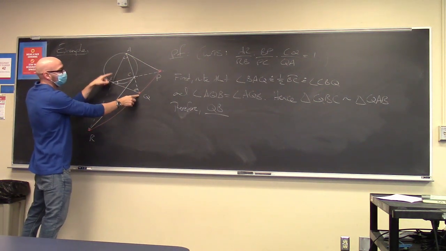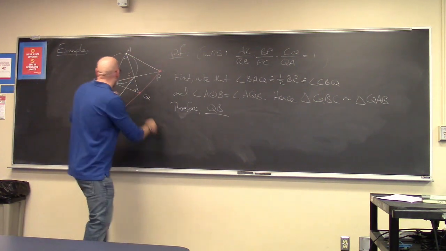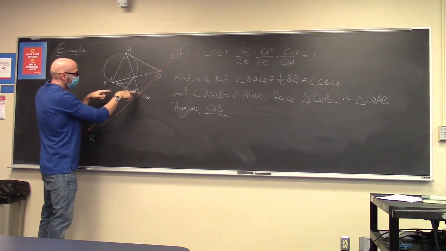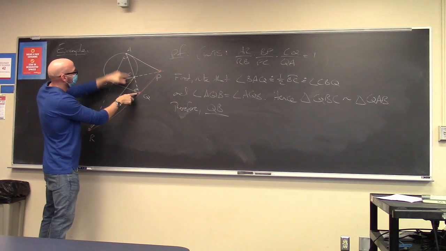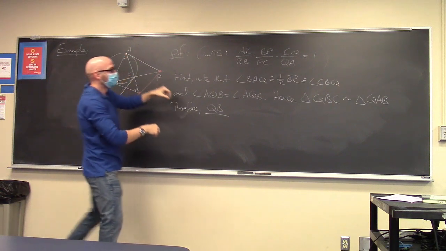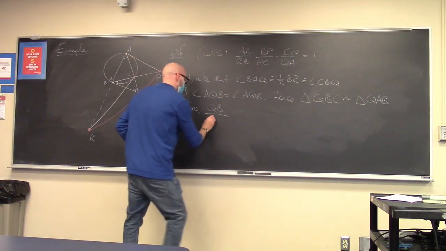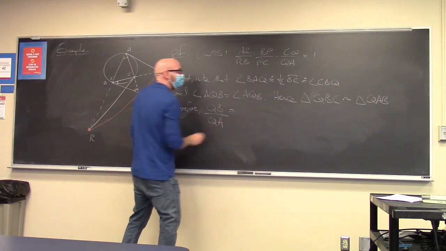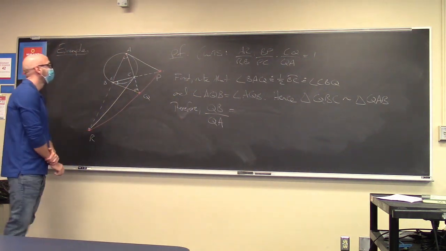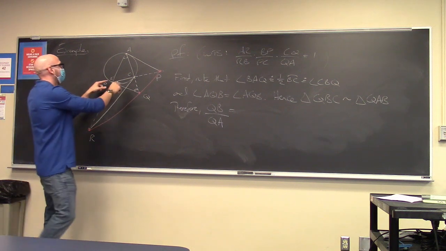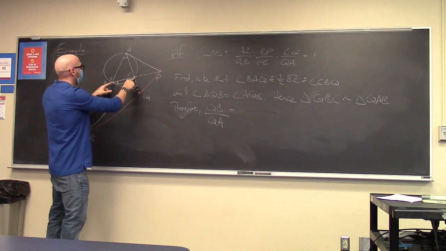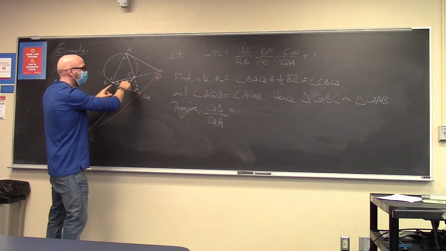What does that correspond to in the other triangle? Well, you can look at this and try and figure it out. So, okay, I'm going from this angle to this angle, so over here would be this angle to this angle, so that's over QA. Or you could just look at the order they're written. QB corresponds to QA. So QB over QA. That's the same as, I want to do BC over AB last.